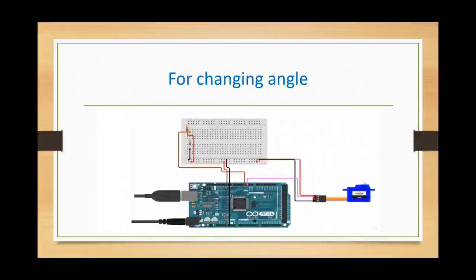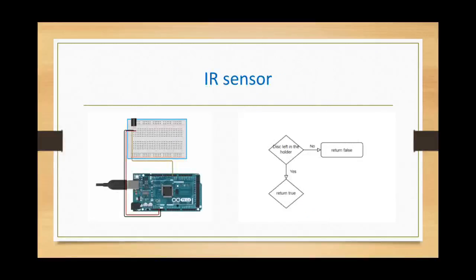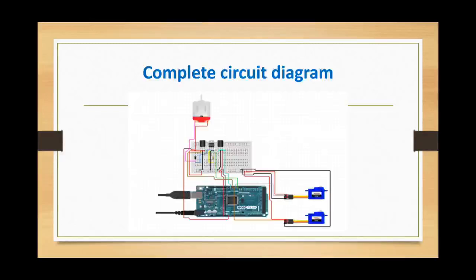This is the circuit diagram showing the connection between the servo motor and the Arduino board. This is the IR sensor circuit diagram showing the connection between the IR sensor and the Arduino board. And the flowchart explains how the IR sensor works.